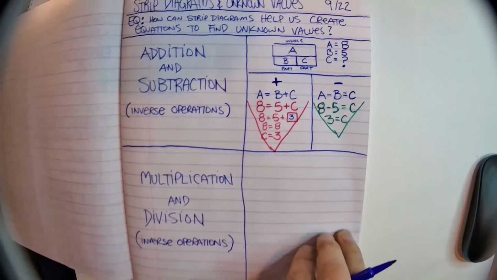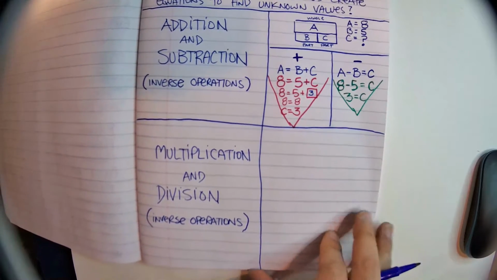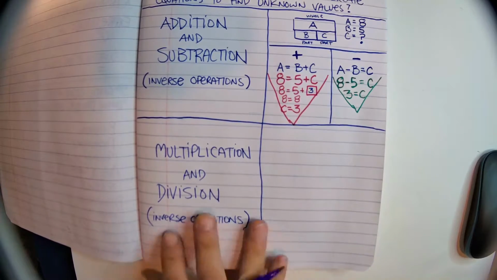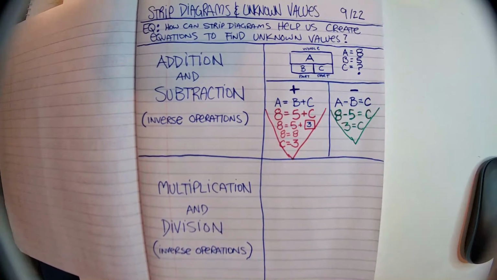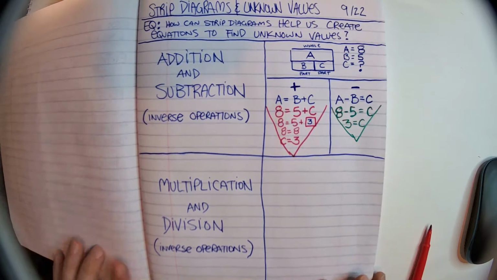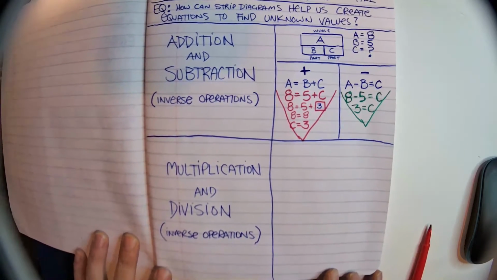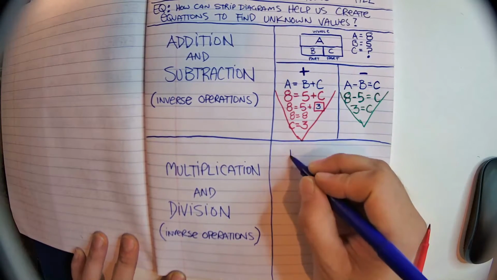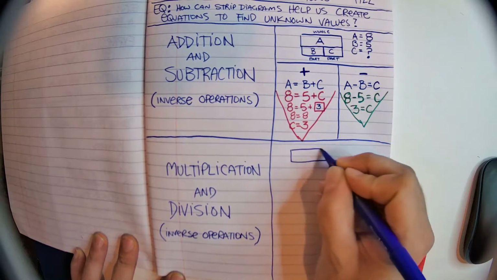All right, welcome back. So let's take a look at multiplication and division as inverse operations. We'll do that first in strip diagram form, and then we'll create equations out of our strip diagram. All right, so let's look at the strip diagram, the one we looked at in class the other day.